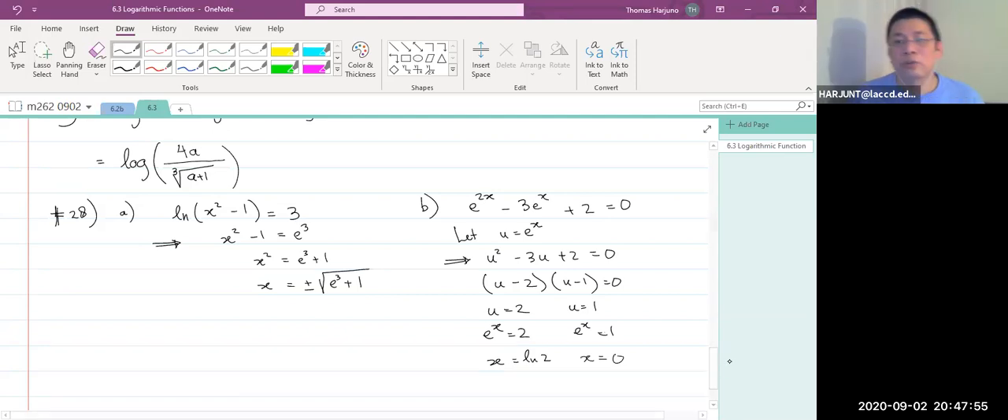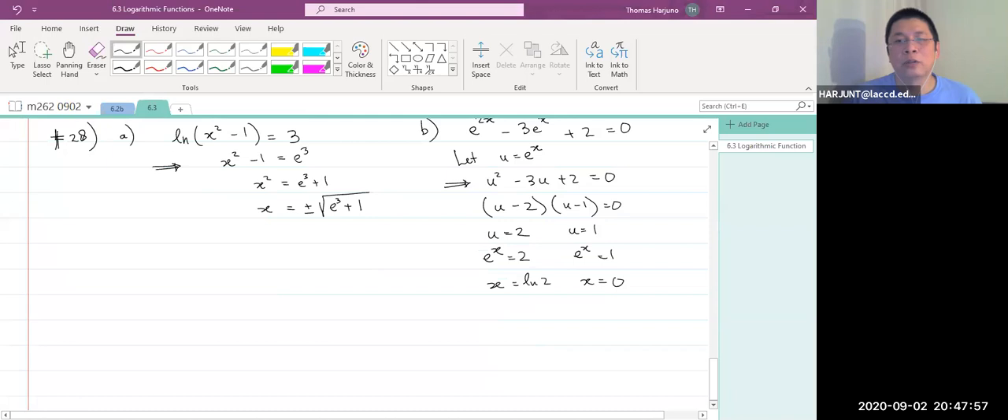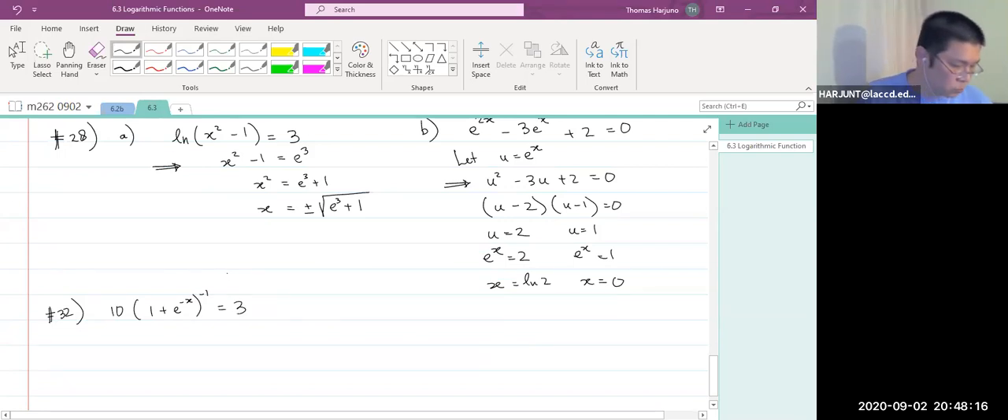Can I ask you to do number 32 and number 34? Number 32, 10 times (1 plus e to the negative x) to the power of negative 1 equals 3. Solve for x. And then, actually, instead of number 34, do number 36.